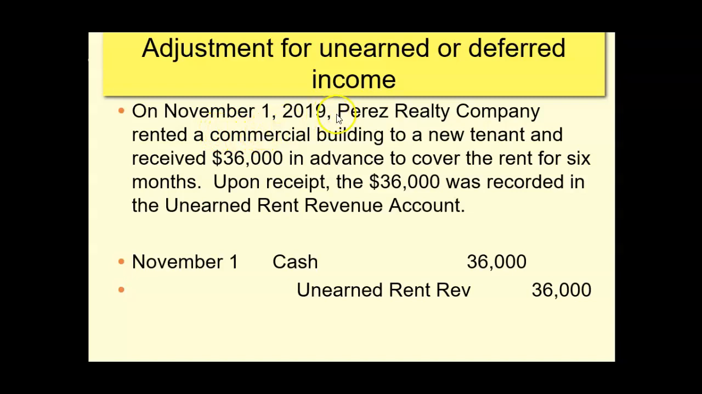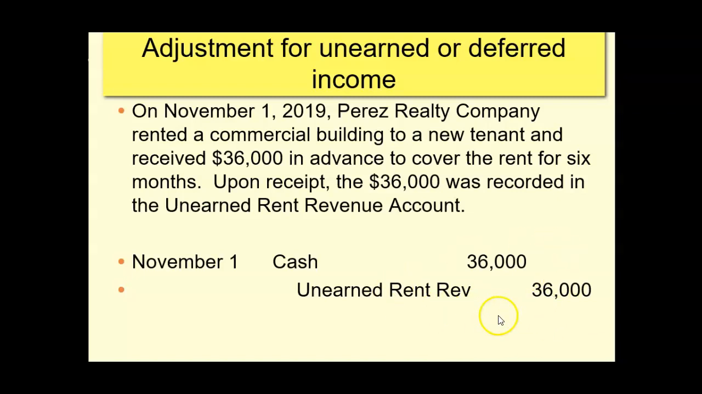On November 1st, Perez Realty Company rented a commercial building to a new tenant and received $36,000 in advance to cover the rent for 6 months. So a tenant paid the landlord $36,000 in advance to cover rent for a 6-month period. Upon receipt, the $36,000 was recorded in the unearned rent revenue account. So you would debit cash for $36,000, credit unearned rent revenue for $36,000.